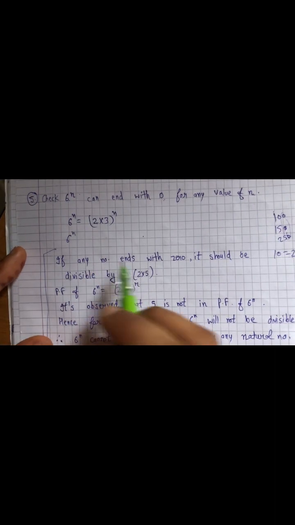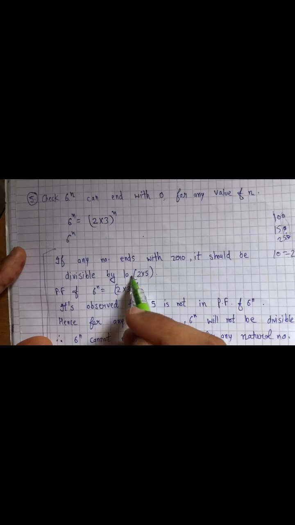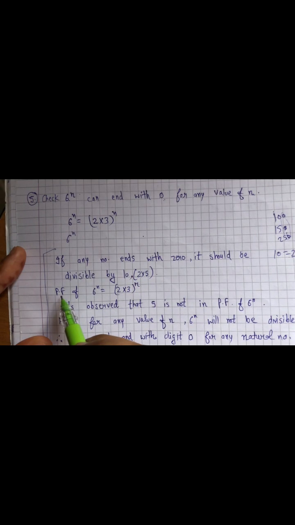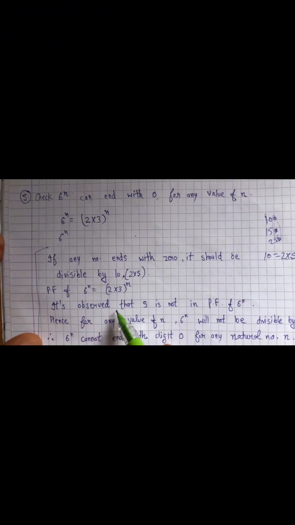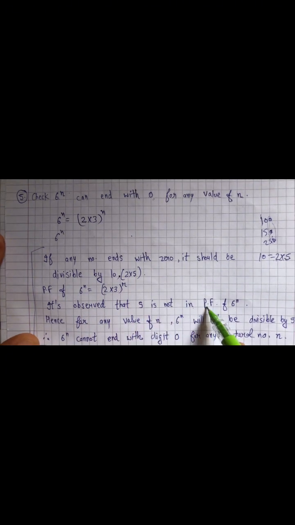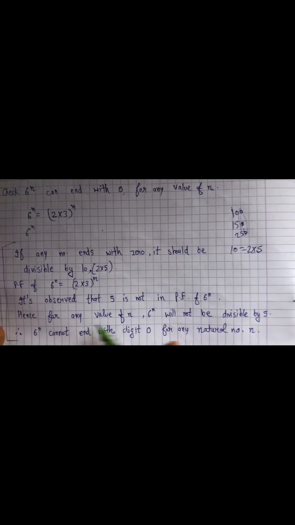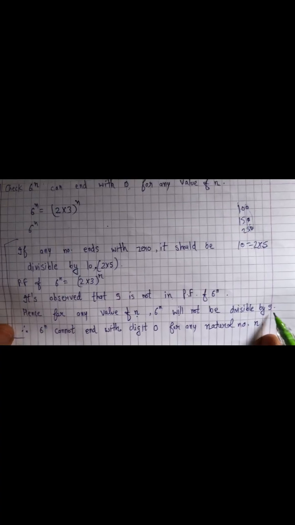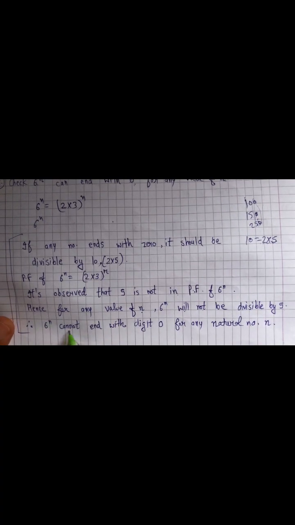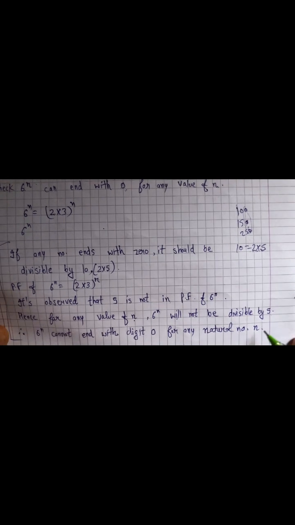If any number ends with 0, it should be divisible by 10, that is 2 into 5. Factorization of 6 power n is equal to (2 into 3) power n. It's observed that 5 is not in the prime factorization of 6 power n. 5 is not there. Hence, for any value of n, 6 power n will not be divisible by 5. Therefore, 6 power n can't end with digit 0 for any natural number n.